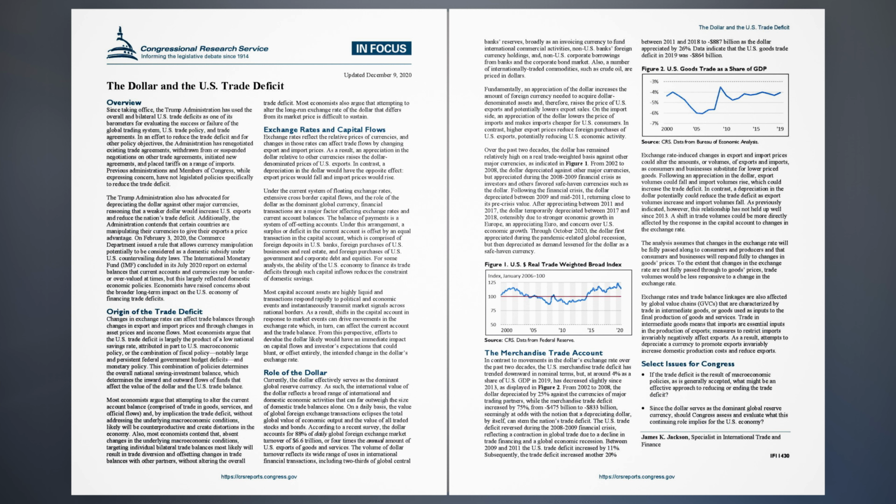Origin of the trade deficit. Changes in exchange rates can affect trade balances through changes in export and import prices and through changes in asset prices and income flows. Most economists argue that the U.S. trade deficit is largely the product of a low national savings rate, attributed in part to U.S. macroeconomic policy, or the combination of fiscal policy, notably large and persistent federal government budget deficits, and monetary policy.